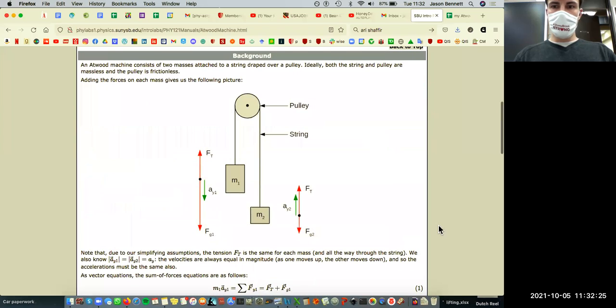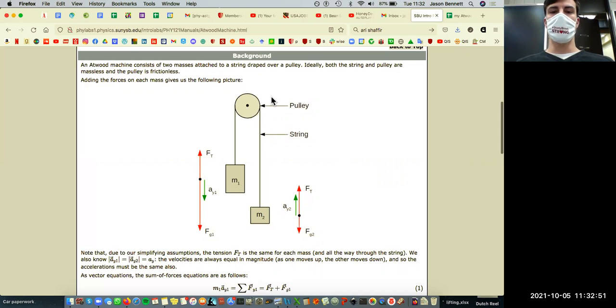Okay, so this system is something you may have seen on the midterm or while studying for the midterm. It's called an Atwood machine. Basically, what you see is what you get. There's one mass that's heavier than the other mass, attached to a pulley with some string that connects the two of them. And because one mass is heavier, there's an imbalance of forces.